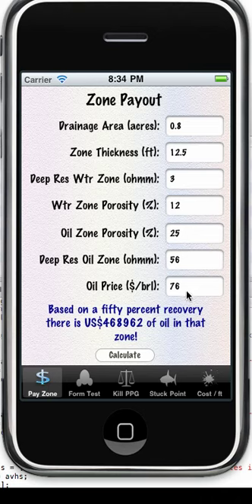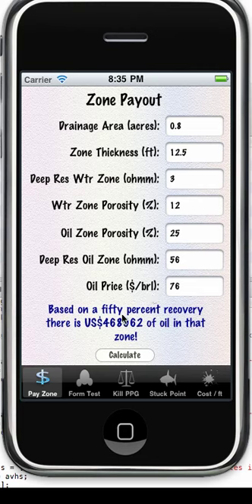Okay, I've already entered some values in here, so just going through it quickly. Drainage area in acres, the zone of interest thickness in feet, deep resistivity from a water zone. The closer that water zone is to the zone of interest, the better. The porosity of that water zone, then the porosity of the zone of interest, deep resistivity from that oil zone, and the price of oil per barrel.